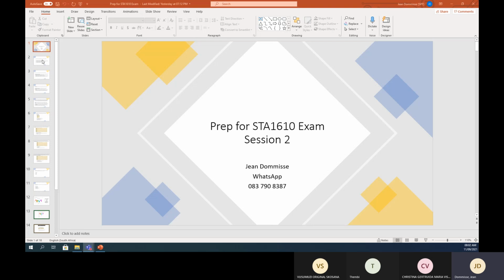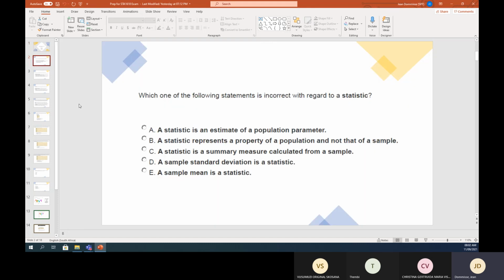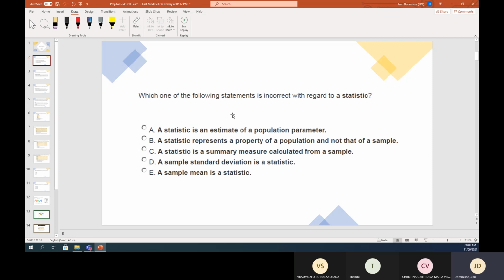Okay, so we're basically starting with study unit 1. As we go along, I'll just add things that might be important or to look at as well. So in study unit 1, that's basically where we start with stats. We look at things that are part of a sample, things that are part of a population.